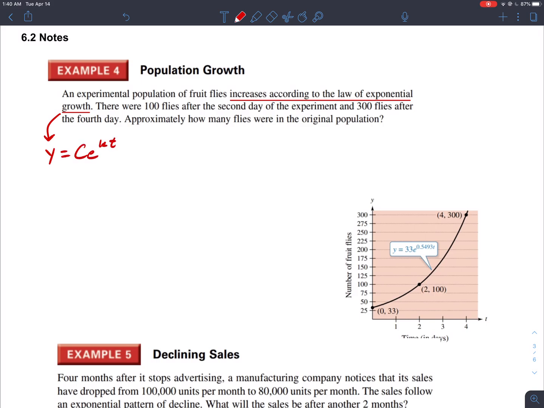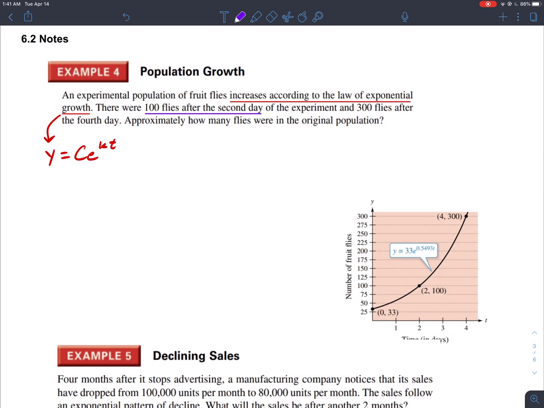All right? All this is pre-cal. We do not have to go back to calculus. There's no differentials, no equations, no integrals or derivatives here. We've just got a basic exponential growth formula. This problem says there are 100 fruit flies after the second day of an experiment, and then there are 300 after the fourth day. Notice what we do not have. We do not have C, because we have the amount after the second day, and 300 flies after the fourth day.